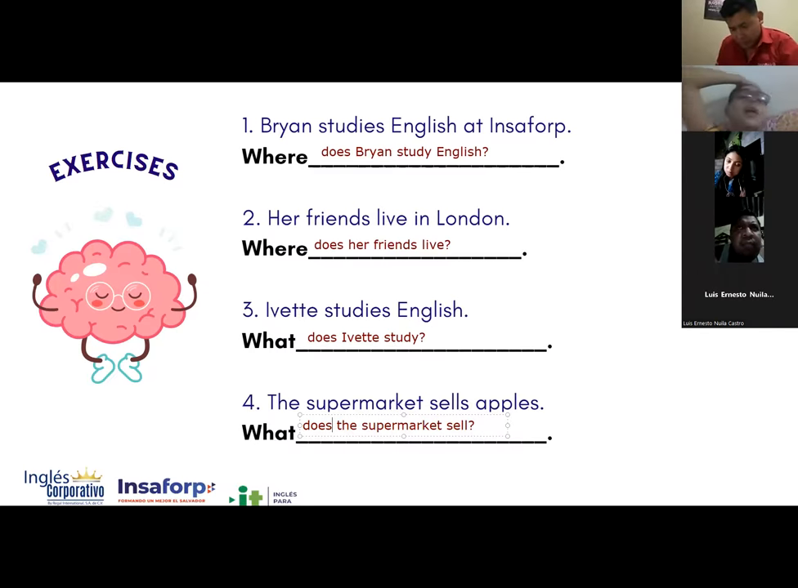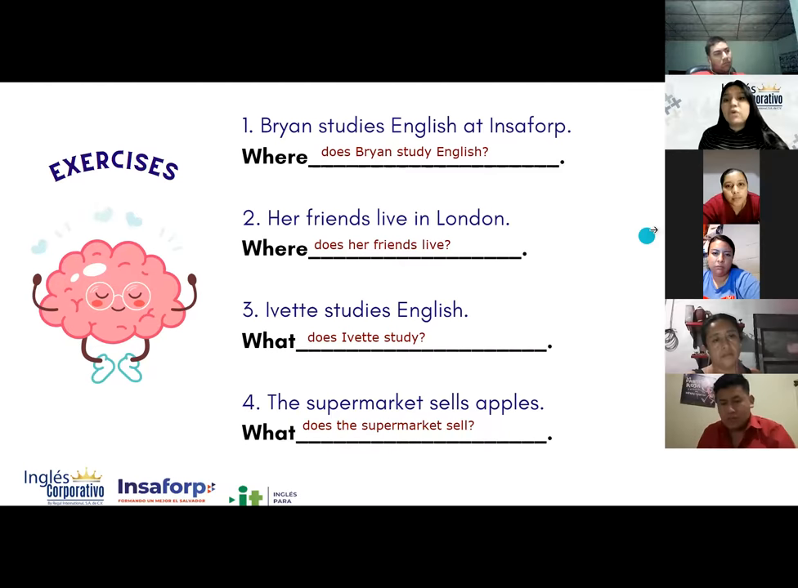So what does the supermarket sell? What is sell, teacher? Sell. Vender. Right? So what does the supermarket sell? The supermarket sells apples. That is the answer. So you see, we have the WH question and we also have the answer. In that way, what questions do you have? ¿Qué preguntas tiene? ¿Qué dudas tiene? What questions do you have?